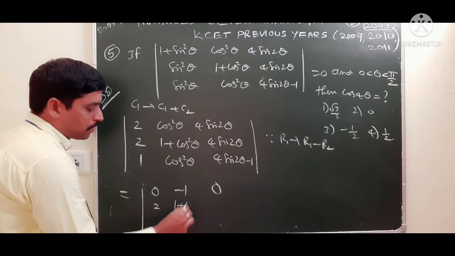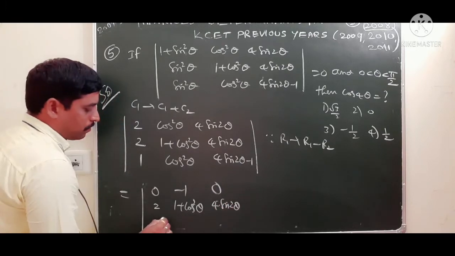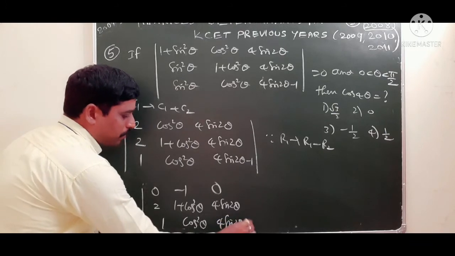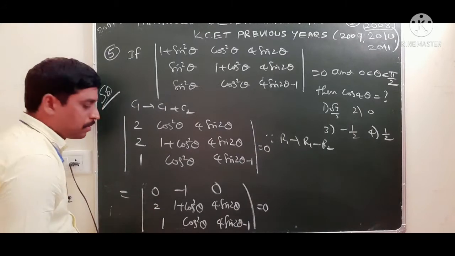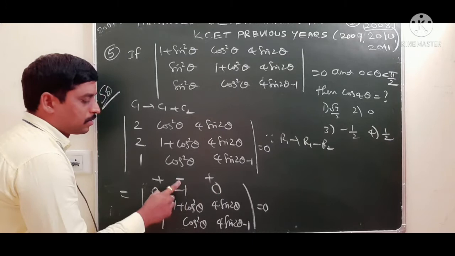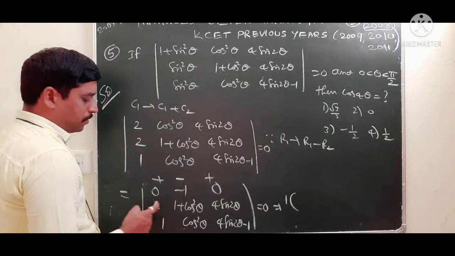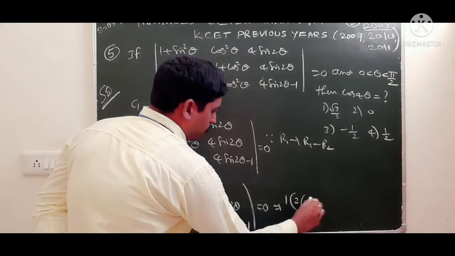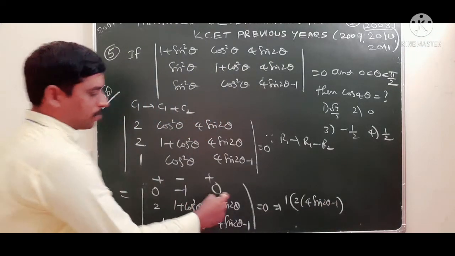Then 2, 1 plus cos square theta, 4 sin 2 theta; 1, cos square theta, 4 sin 2 theta minus 1. Okay, the determinant is given as 0, so let us simplify. 0 into anything is 0. So plus, minus, plus: minus into minus is plus, 1 into 2 times of 2 into 4 sin 2 theta minus 1. Next, minus 4 sin 2 theta.